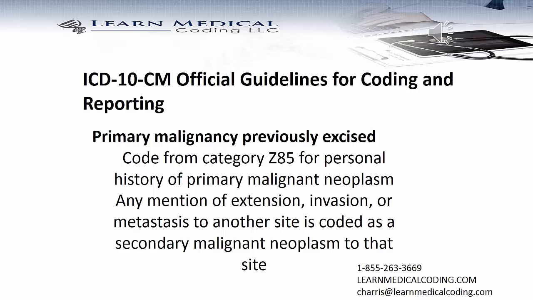You will code any additional secondary neoplasms whenever they're documented. So if you see any mention of extension, invasion, metastasis to another location, you make sure you code that secondary site. And again, whenever coding the secondary site, you will still need to code the primary site. So if it's excised, if it's resected, and the patient is no longer receiving treatment of that primary site, you will code from the category of Z85.